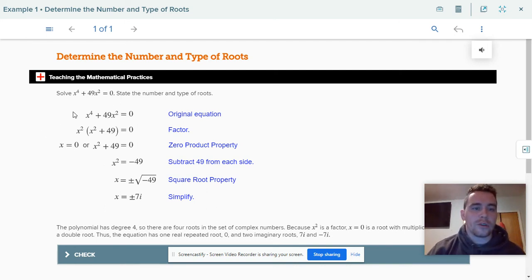So our original equation is x to the fourth plus 49x squared is equal to 0. What we want to do is factor out an x squared from both of these because that's the greatest common factor, right? So we factor out an x squared, and we're going to set both of these terms equal to 0, meaning we're going to take this x squared and set it equal to 0. And we're going to take the x squared plus 49 and set it equal to 0.